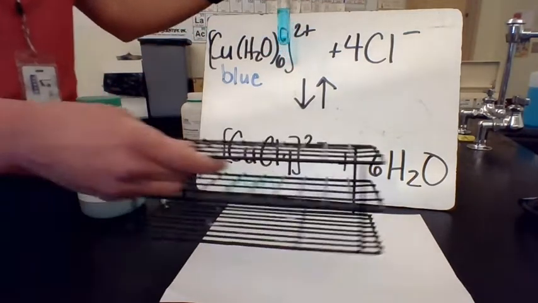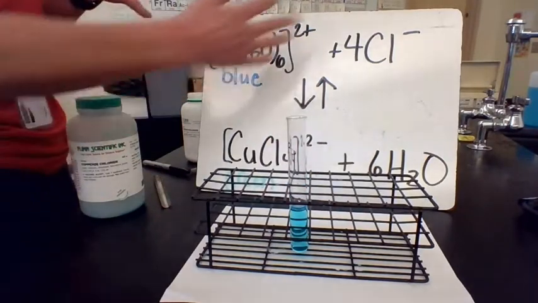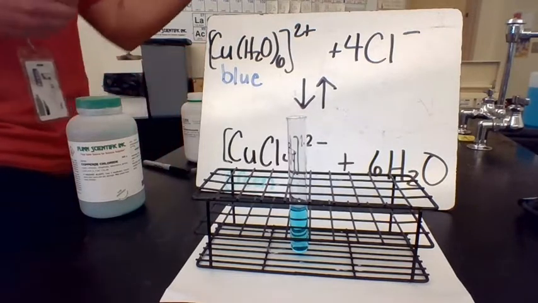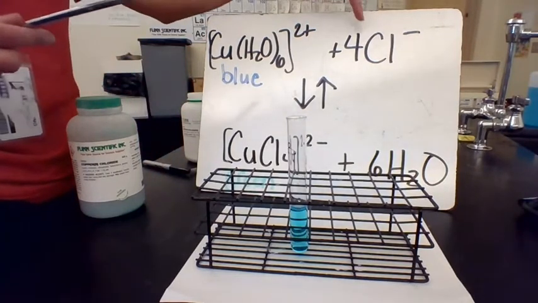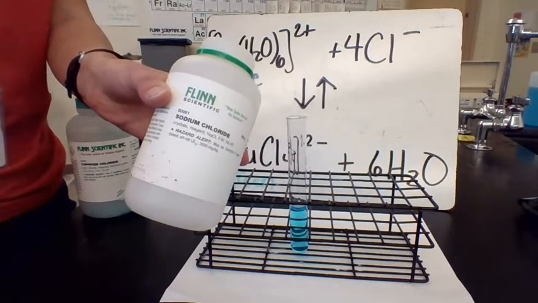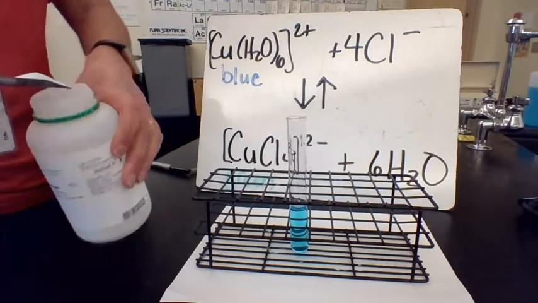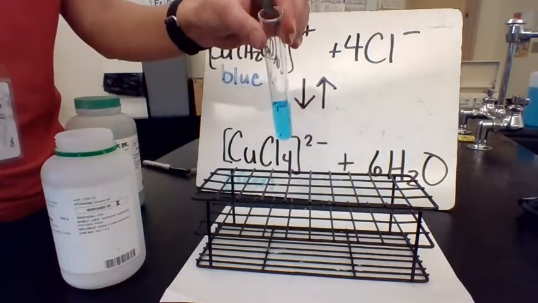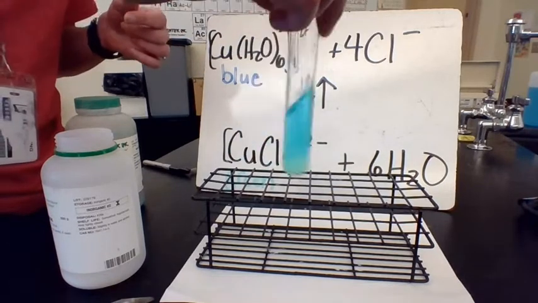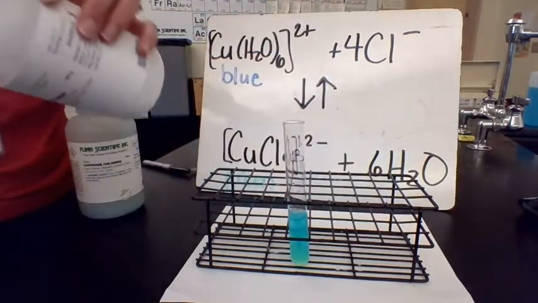But we can cause what we call a shift in equilibrium to occur by changing the concentrations of some of these reactants or products. And so what we're going to do is add some chloride ions and see what happens. So I have some sodium chloride, which is basically regular old table salt. And I'm going to add some of this to my test tube right here. I'm going to swirl it around. And I'm going to add a lot of it so we can see it really clearly.